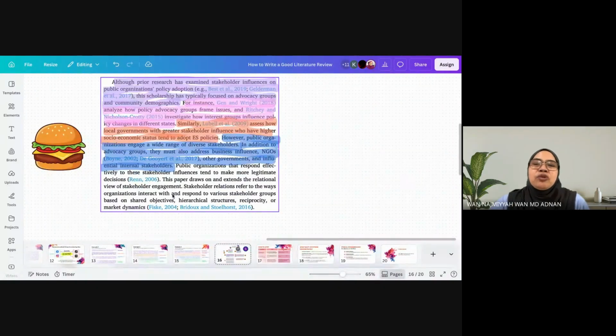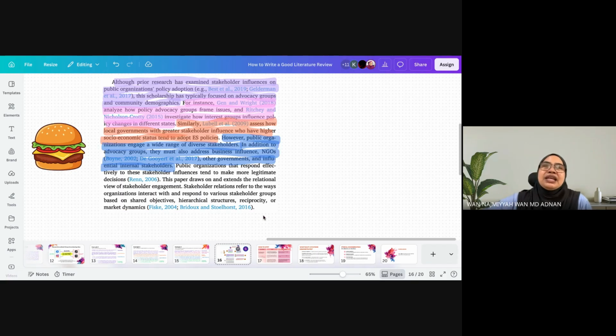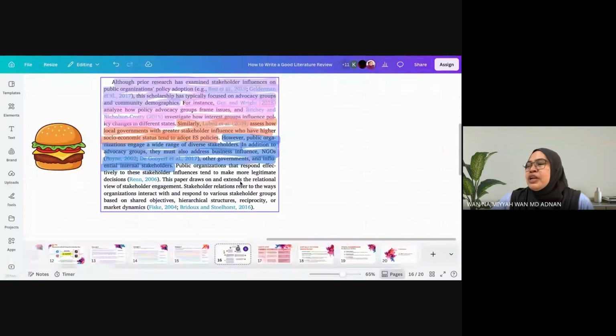This paper draws on and extends the relational views of stakeholder engagement. Okay, that is like the summary. They are already starting a summary. From "this paper draws on and extends the relational views of stakeholders," that is already making a conclusion. Stakeholder relation refers to the way an organization interacts, and so on, or market dynamics. Okay, so this last sentence is like making a summary. This is actually from "this paper draws on and extends the relational view of stakeholder engagement."